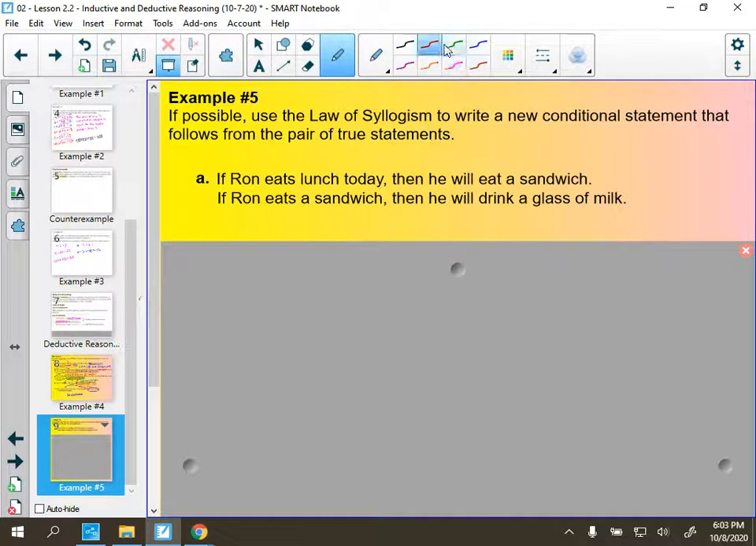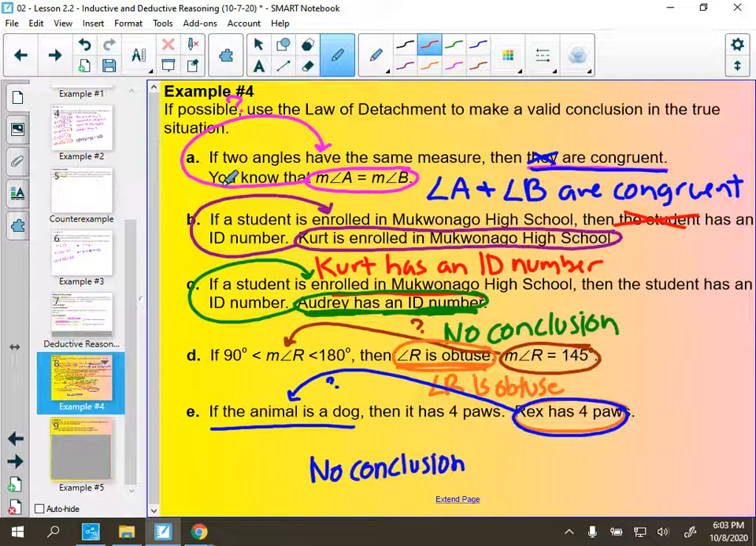So right off the bat, the big difference is there are two if-then statements, where the law of detachment ones we looked at were a single if-then and a piece of information. Single if-then and then a piece of information. So we approach them differently.